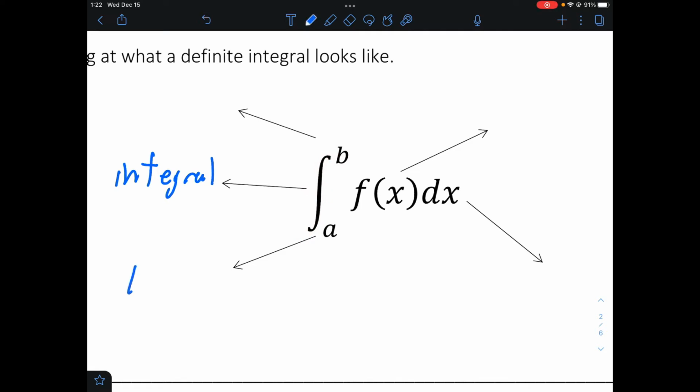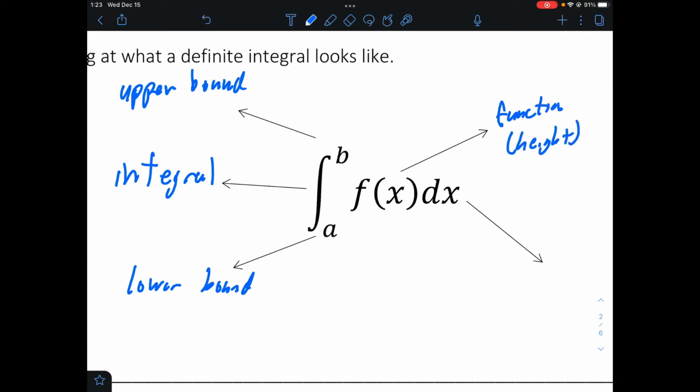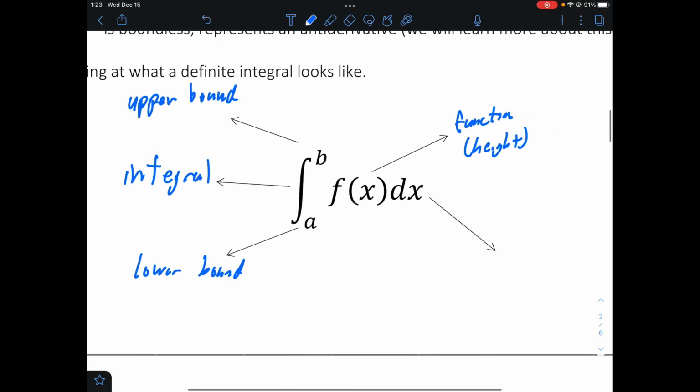A is called your lower bound. B is called your upper bound. F of x is your function, which is going to represent your height. And then dx is basically what variable we are integrating with respect to, but when we're talking about rectangles here and finding area, this is going to be the width of each rectangle that we're going to try to find the area of in our next topic.